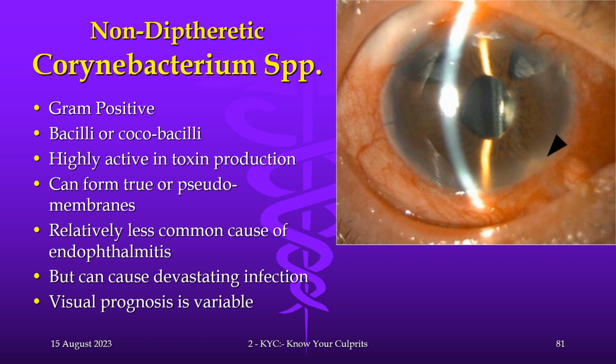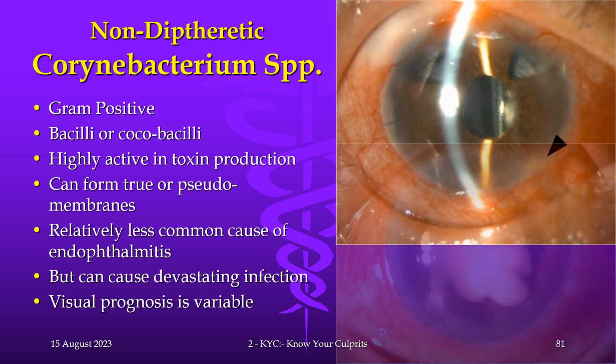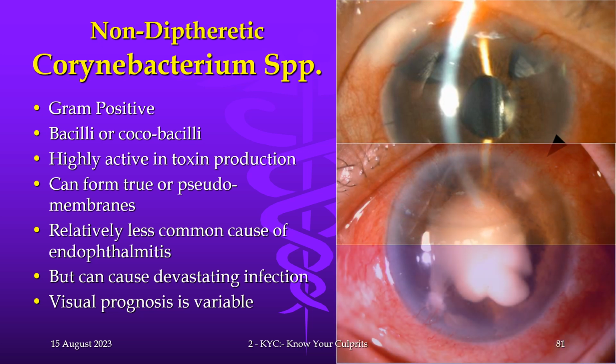The next pathogen of our concern is non-diphtheritic Corynebacterium species, which is a gram-positive bacillus or coccobacillus. They are highly active in toxin production. They can form true or pseudomembranes. They are a relatively less common cause of endophthalmitis, but if it occurs, it can cause devastating infection. Visual prognosis is highly variable.